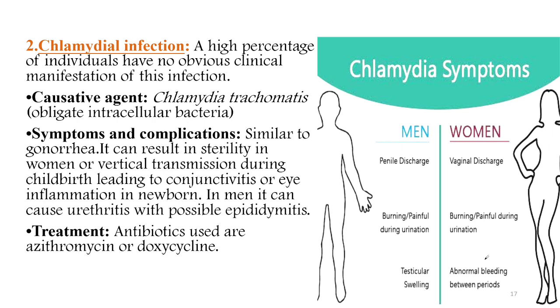A high percentage of individuals have no obvious clinical manifestation of this infection. Causative agent is Chlamydia trachomatis, an obligate intracellular bacteria. What are the symptoms and complications? Symptoms and complications are similar to gonorrhea. It can result in sterility in women or vertical transmission during childbirth, leading to conjunctivitis or eye inflammation in the newborn. In men, it can cause urethritis with possible epididymitis. What are the treatment options available? Usually antibiotics are used, like azithromycin or doxycycline.